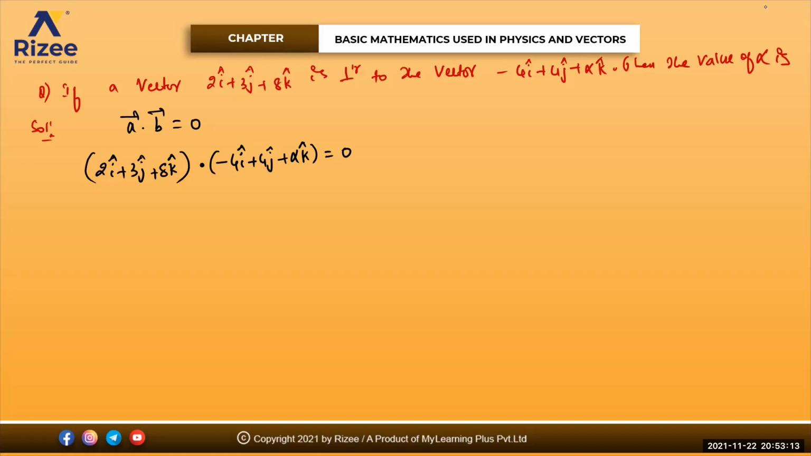Multiply i dot i, j dot j, everything like that. You can multiply i with i, j with j, k with k. So 2 4s are 8, so it will be minus 8. This will be 3 4s are 12, plus 12. This one will be plus 8 alpha. That will be equal to 0. Isn't it? Clear?